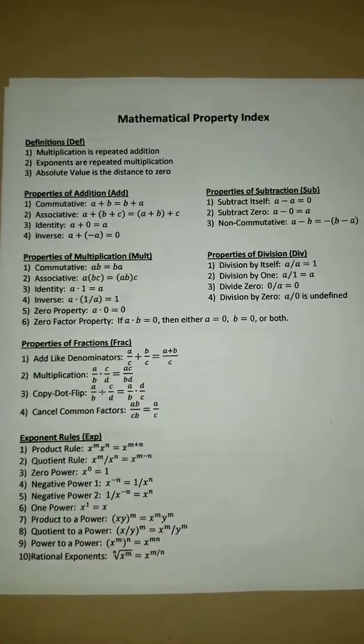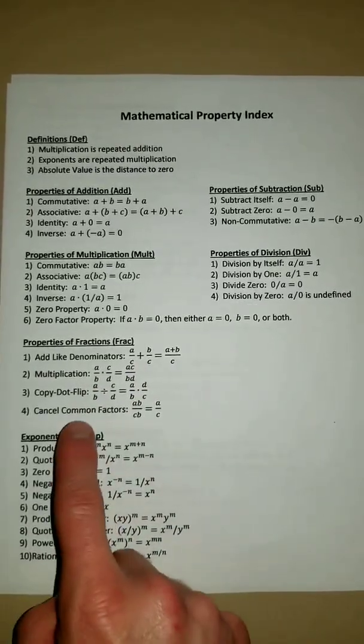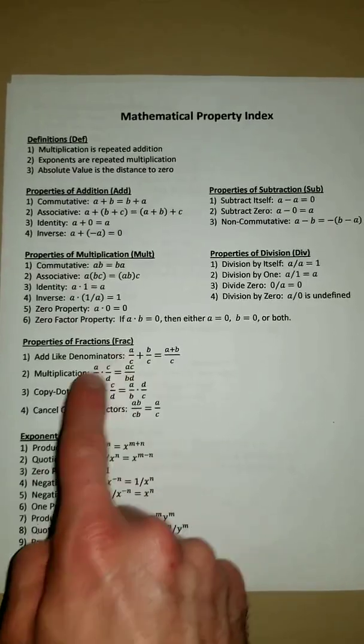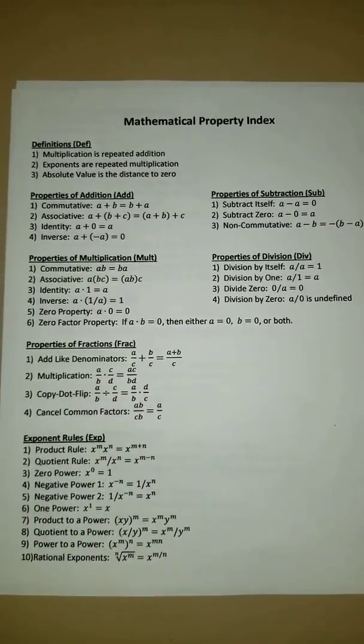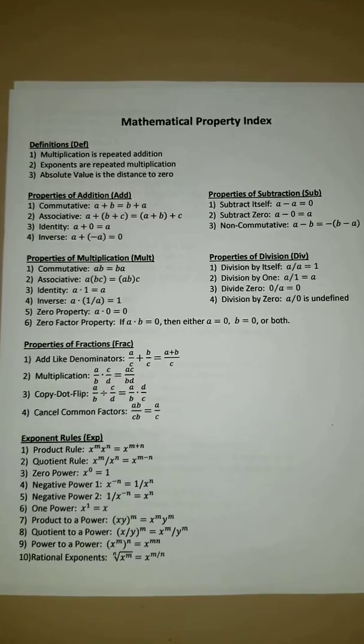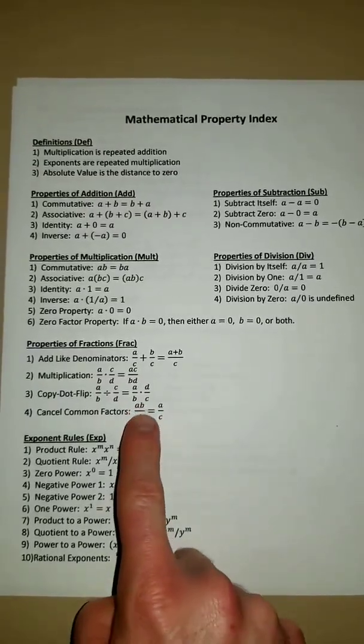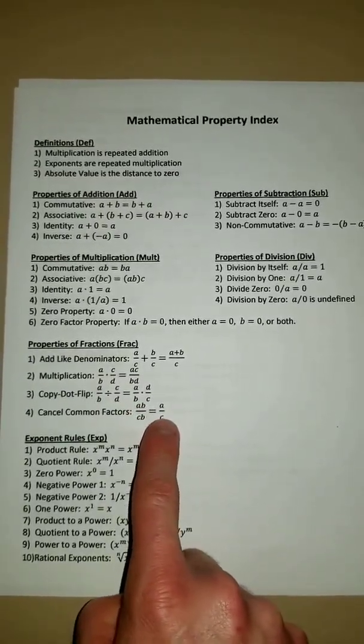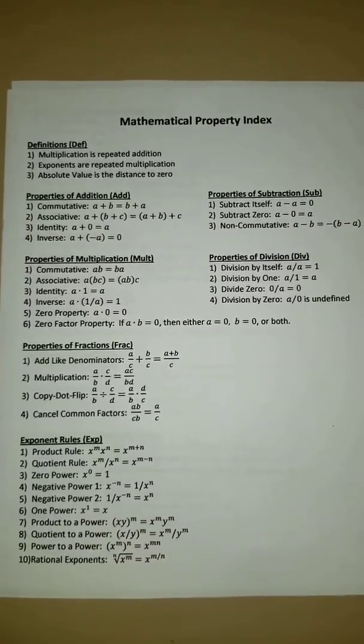Or if you had to cancel common factors, you could put frac 4 and then cancel. See, the b's here are common and they don't show up on the next step there because they canceled. All right, so that's how you would do that.